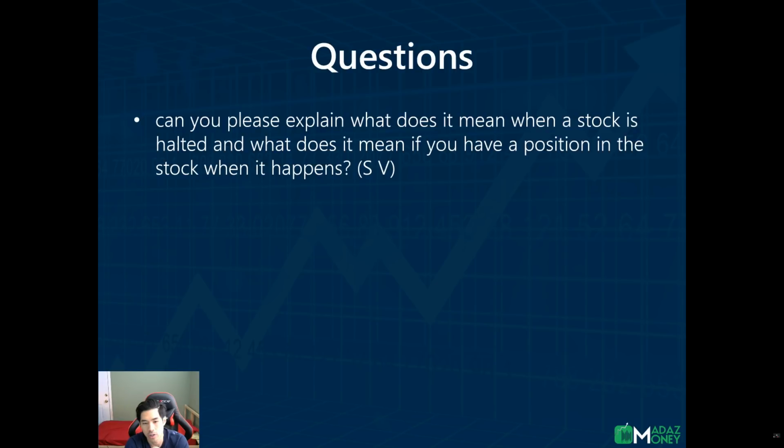Halts, there are different types of halts. There's a T1 halt, which is news pending. T2 halt, which is when the news is released, and T3 is when a T1 has resumed. T12 is obviously one that I know, unfortunately, all too well. That's one where the NASDAQ or whatever, they request more information.